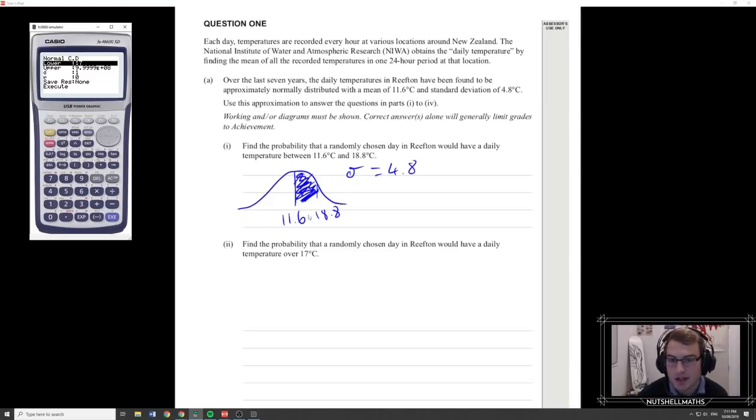On my picture you can see 11.6 is my lower. My upper is this top region here, 18.8. My standard deviation is 4.8, and my mean is 11.6. Let's hit that calculate button.